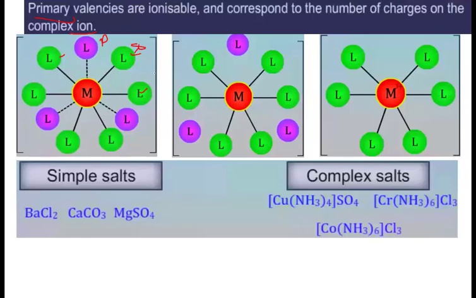Now you can see the change from this figure to this: the bluish ones, that is the primary valencies, are ionizable, meaning the bond has cleaved and they are moving away. Once the ionizable part goes off, the central atom acquires the charge.